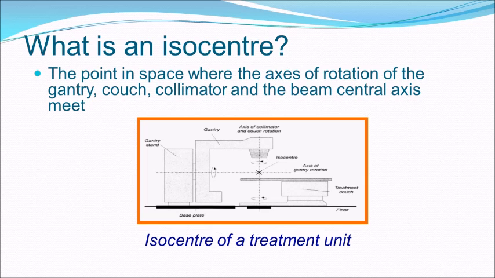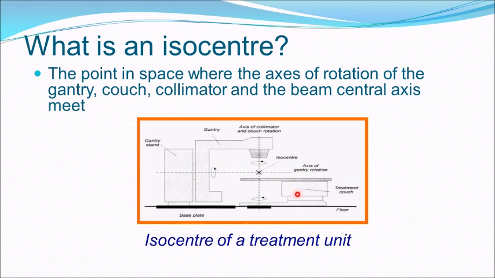What is an isocenter? I did say in the previous slide that SAD is the distance from the source to the axis of rotation, which is called the isocenter. Isocenter is the point in space where the axis of rotation of the gantry, couch, collimator and the beam central axis meet. If you look at this picture, this collimator can rotate about an axis, which is also the beam central axis. The gantry can rotate about this axis.